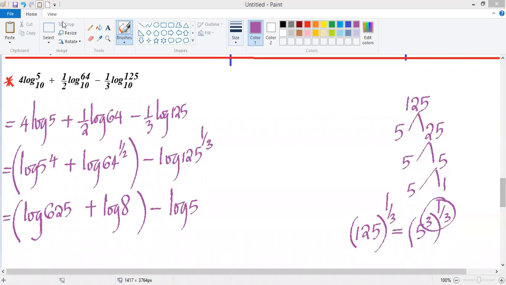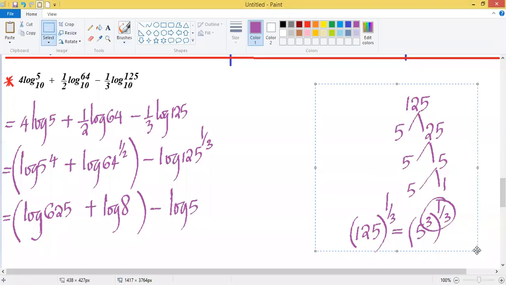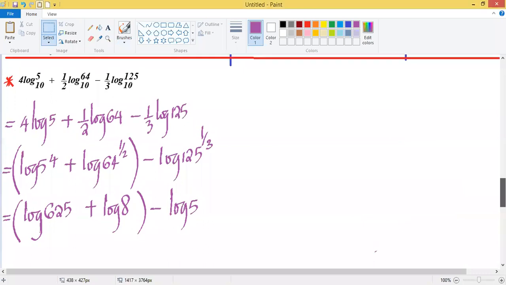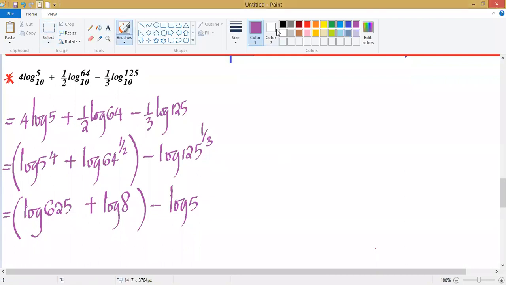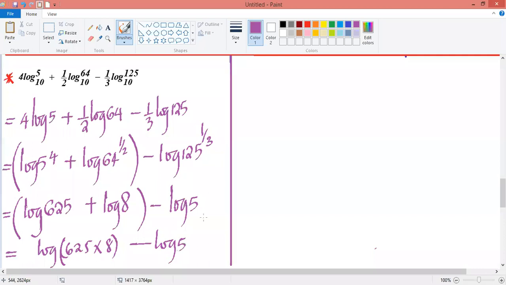So then we multiply log 625 times 8. The person who is looking at number 3, I've skipped it intentionally because they are just 2 terms, which I believe now you can handle. Next, we get log of 625 times 8, minus log of 5.